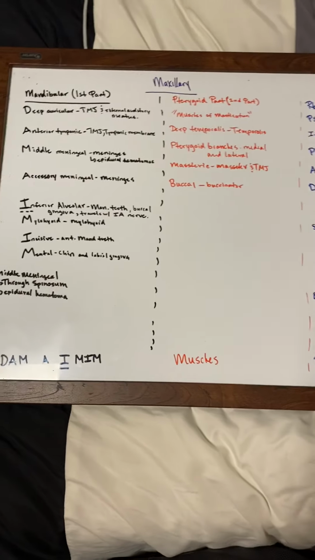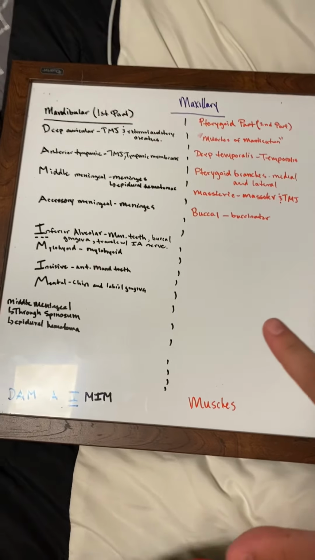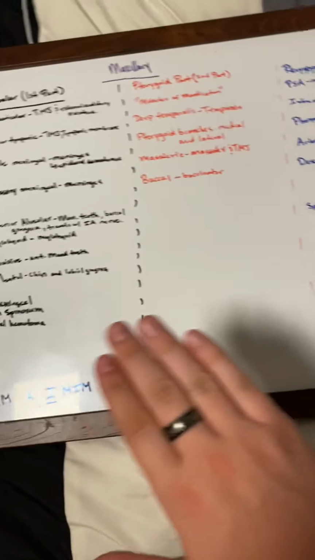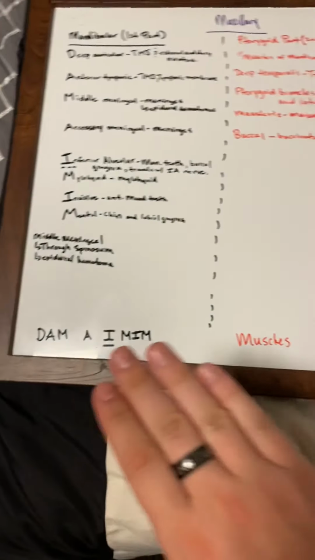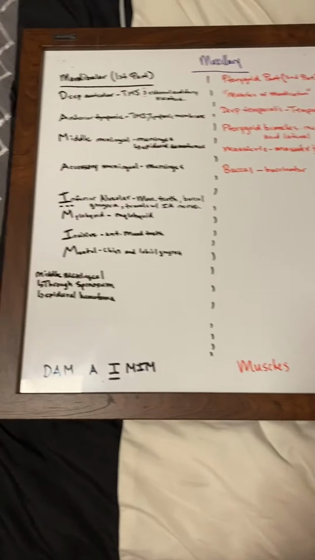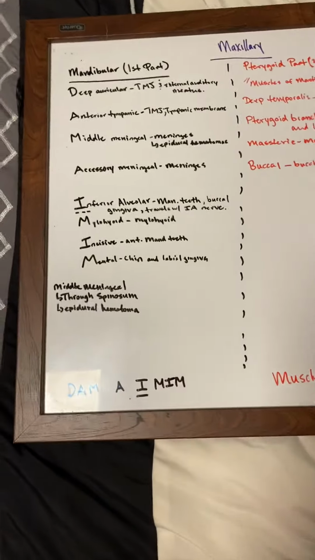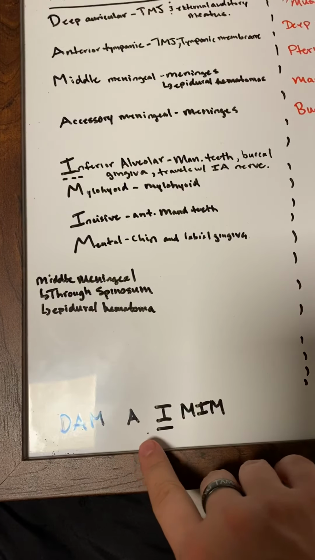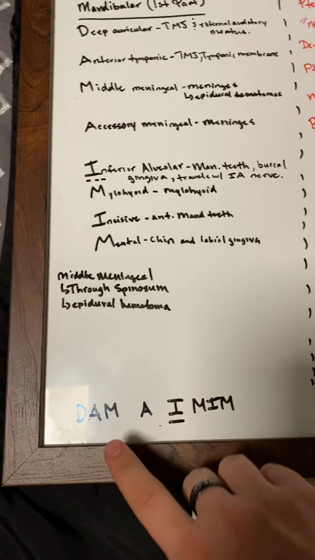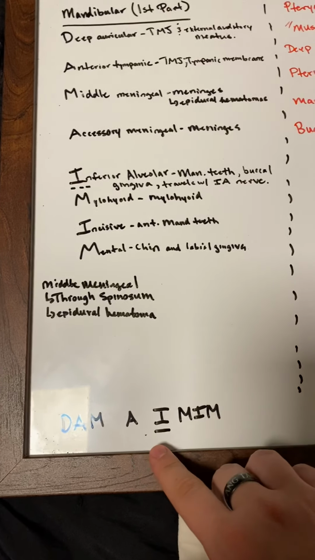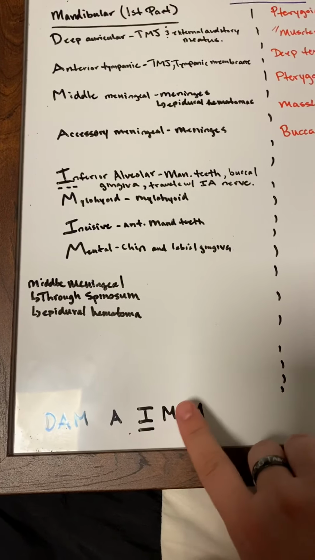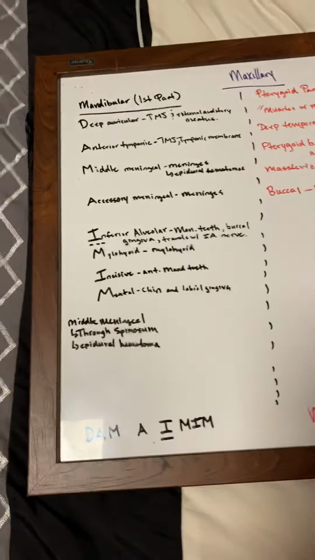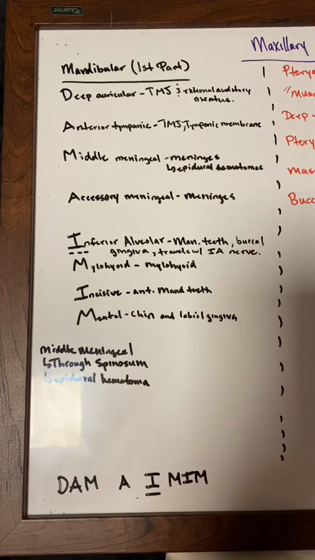All right, guys, so here's the last one, probably the most overwhelming of all of them. We got the maxillary artery. It's broken up into 3 parts. We have 3 little mnemonics to help us remember them. The one that I use is DAM, IM. You can use DAM and I and just leave out the MIM. Totally up to you. But this is the first part, the mandibular part.